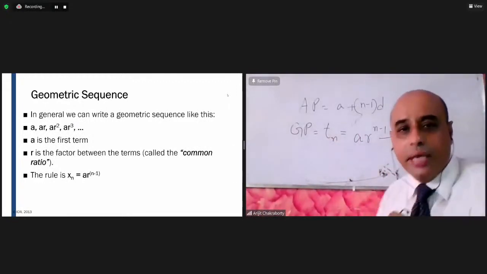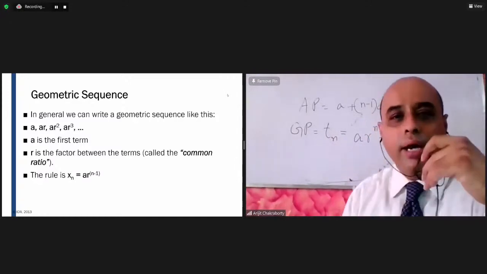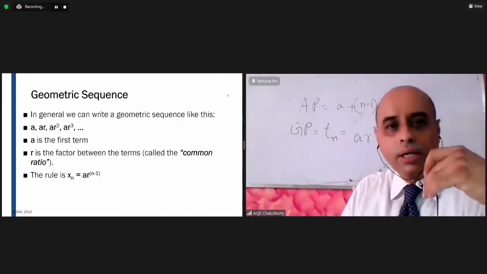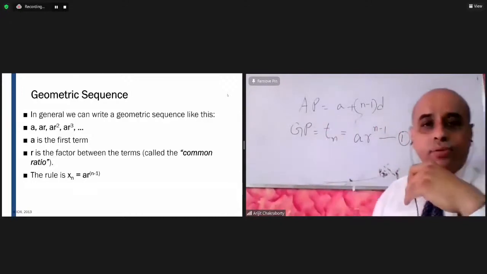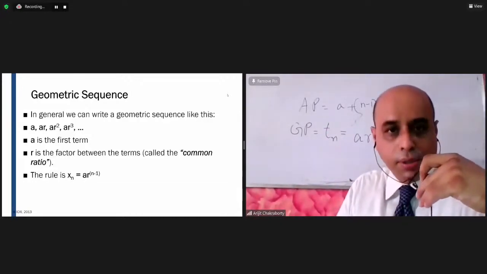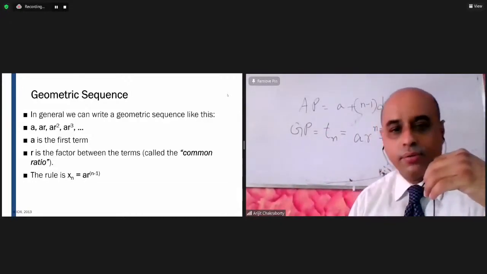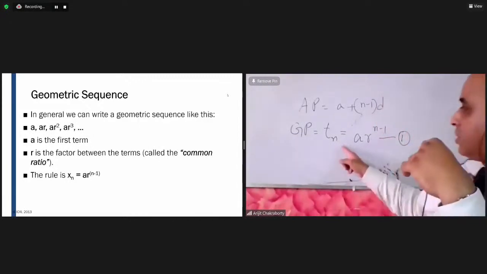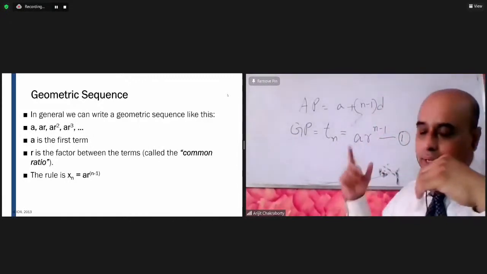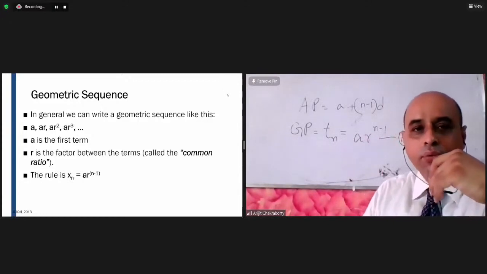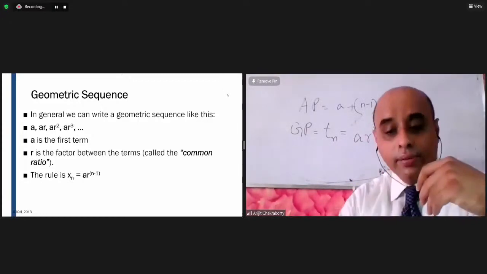Just as in case of AP, primarily we had to learn two formulas. One was for the nth term, the other was for the summation. Here also there are two formulas. The chapter is fairly easy. The first one is AR to the power n minus 1, which is the expression for the nth term.